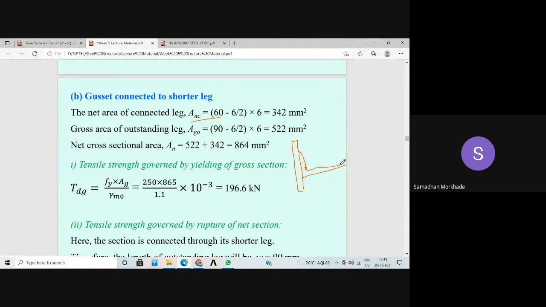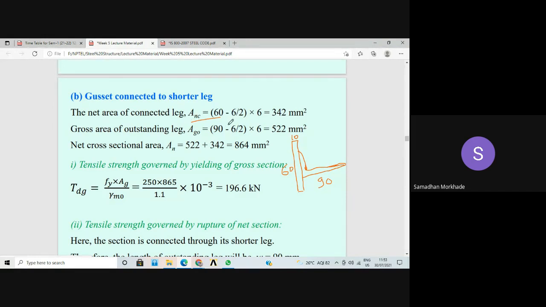90 mm is the outstanding leg. It is not this sharp, it has some radius. So this is 90. The longer leg is outstanding now, and the shorter leg is connected to the gusset plate. And this gusset plate is 10 mm thick. This is the gusset plate, the plate which is used for the connection.